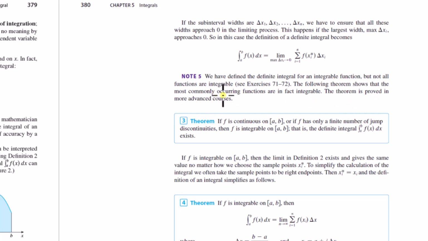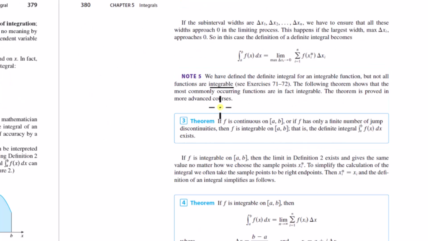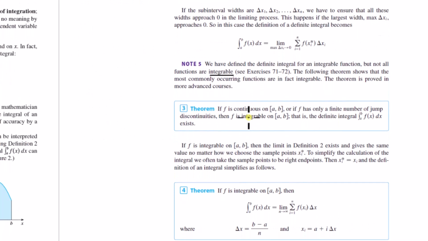So what does integrable mean? What did we see that integrable means? This means that this limit exists. If you set up this Riemann sum and you take the limit as n approaches infinity, if that limit exists, then the function is integrable. All right, so what functions are integrable? Let's take a look at this theorem here.